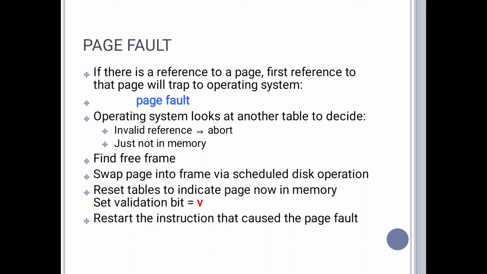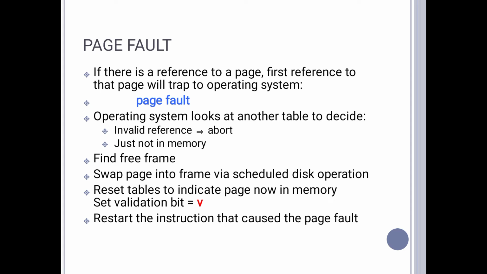Page fault: the first reference to a page will trap to the operating system. It is a page fault. The operating system looks at another table to decide if it is an invalid reference, in which case it will abort the process. If it is valid but just not in memory, find a free frame and swap the page into the frame via a scheduled disk operation. Then reset tables to indicate the page is now in memory, set the validation bit to V, and restart the instruction that caused the page fault.